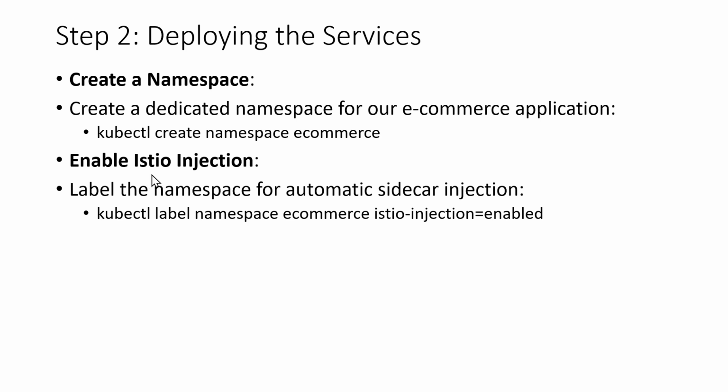Then I will be enabling the Istio injection. So let's label the namespace for automatic sidecar injection. That is, whatever I am going to deploy inside the e-commerce namespace should be embedded with the Istio injection. That is kubectl label namespace, whatever I have given, e-commerce, followed by istio-injection enabled. In that case, whatever you deploy inside e-commerce will have Istio injection.